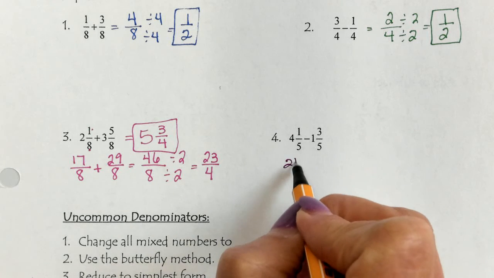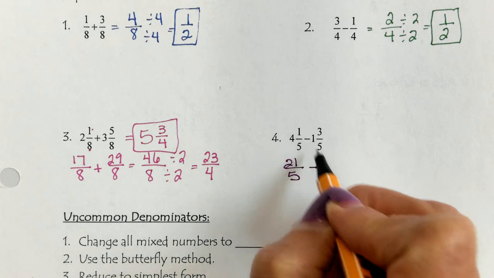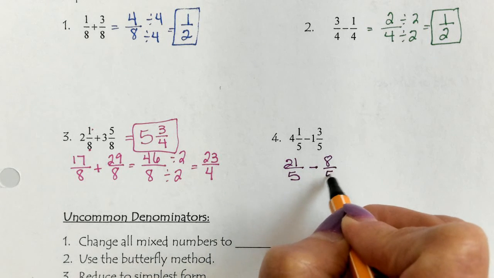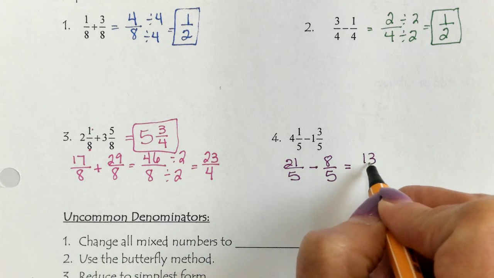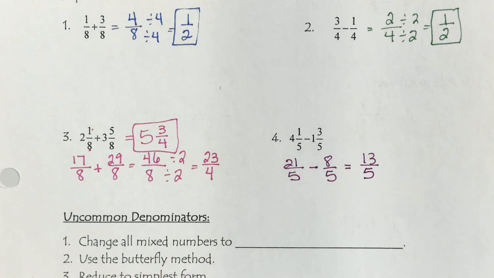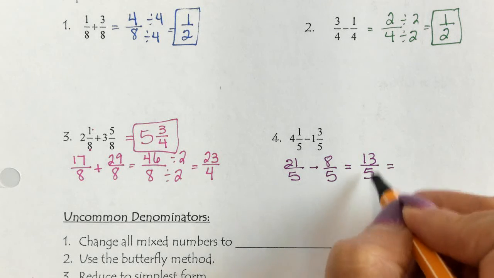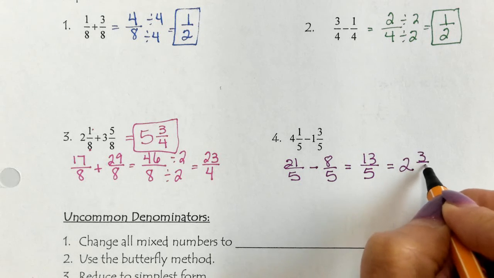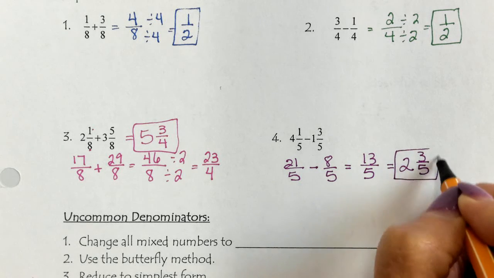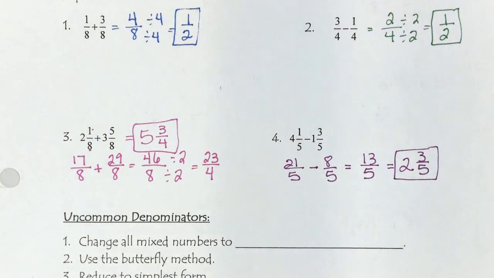So this is going to be 21 over 5 minus 8 over 5. Okay? And then 21 minus 8 is 13 over 5. Now I can't reduce 13 over 5, but I can change that back into a mixed number. 5 goes into 13 2 whole times, which is 10, leaving me with 3 out of 5 left over. So if you change them to improper fractions, you don't have any borrowing and renaming that you have to do. So that saves you a little bit of time.